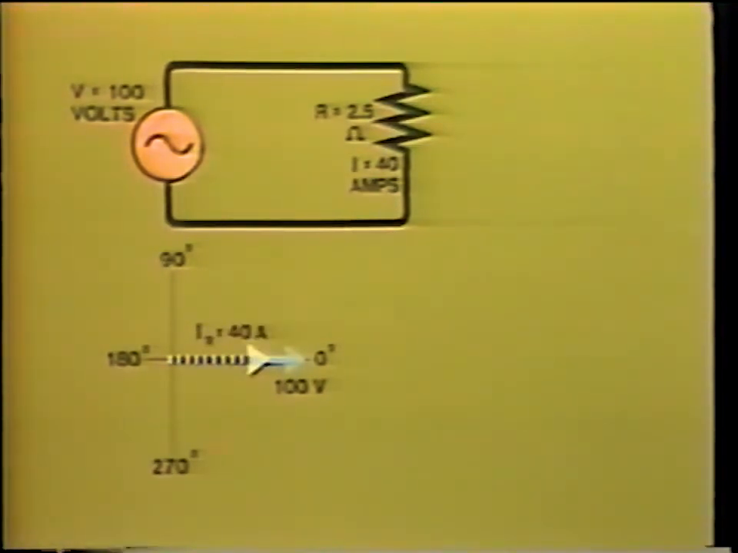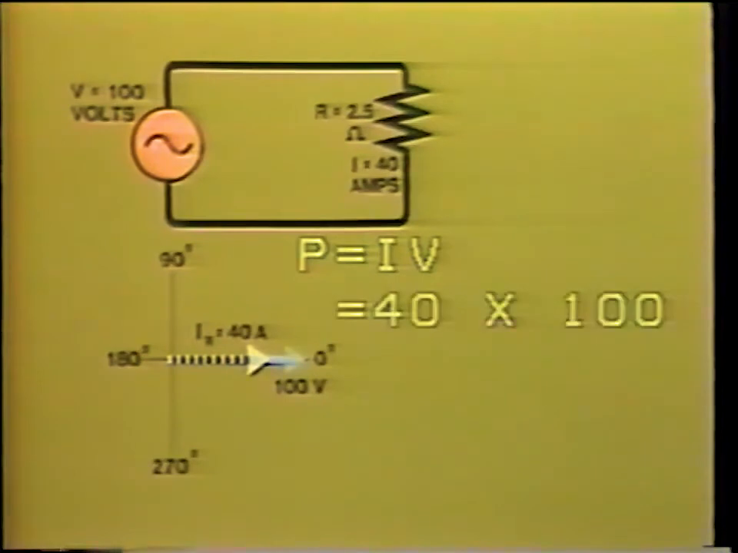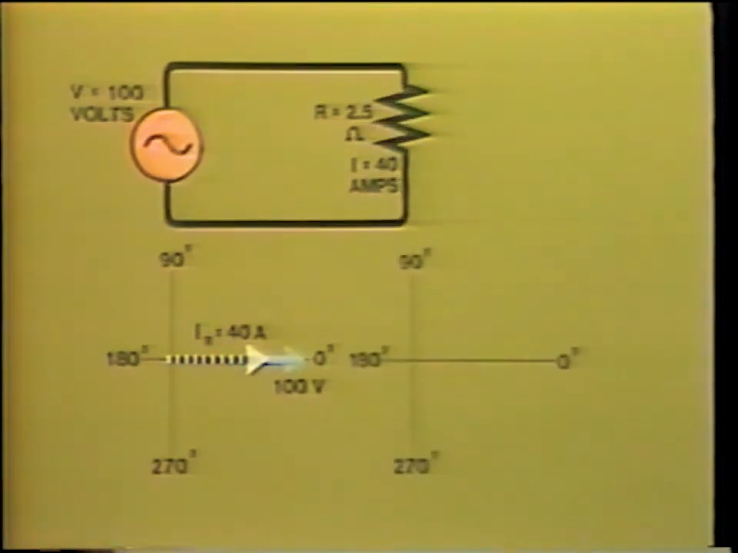So what is the power absorbed by this resistive circuit? Well, by simply multiplying the current by the voltage, that is 40 amps times 100 volts, we find that the active power is equal to 4,000 watts. That is 4 kilowatts. We can start our vector diagram with this value. Active power equals 4 kilowatts.